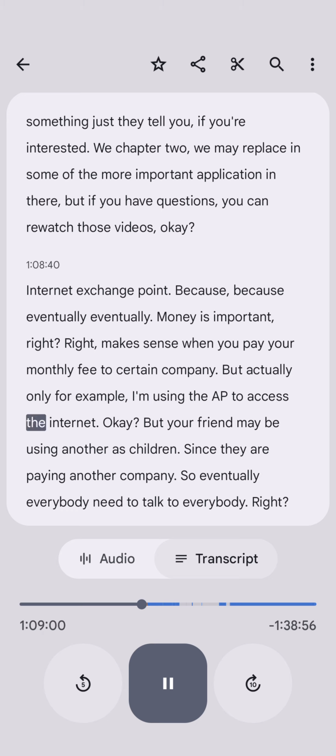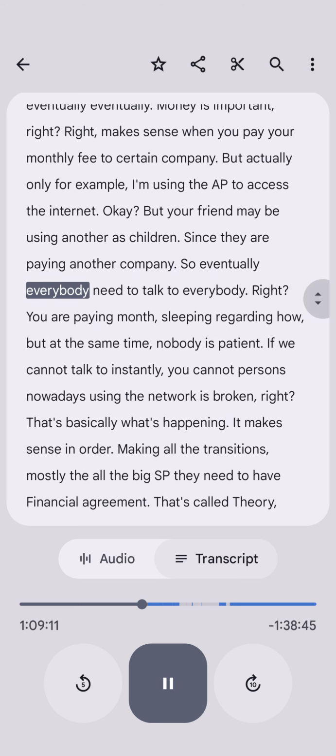the AT&T to access the internet, okay? But your friend may be using another ISP, right? Makes sense? They are paying another company. So eventually, everybody needs to talk to everybody. You are paying monthly, but at the same time, nobody is patient. If you cannot talk to someone instantly, you cannot pass on, so now you think the network is broken, right? That's basically what's happening. Makes sense?